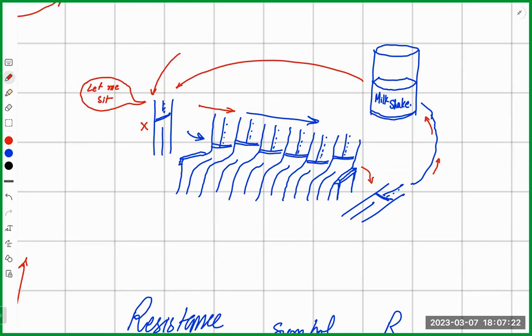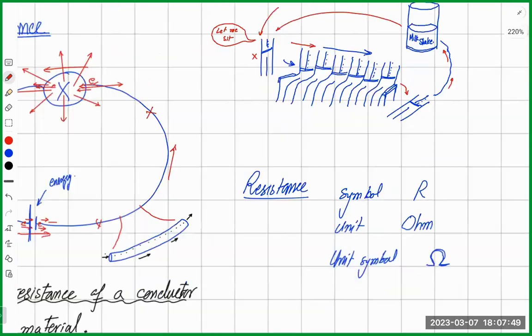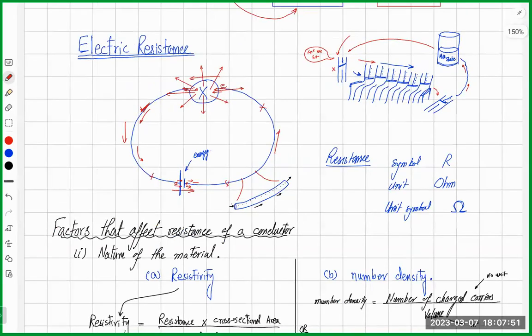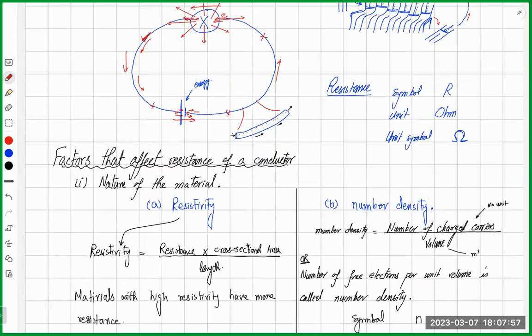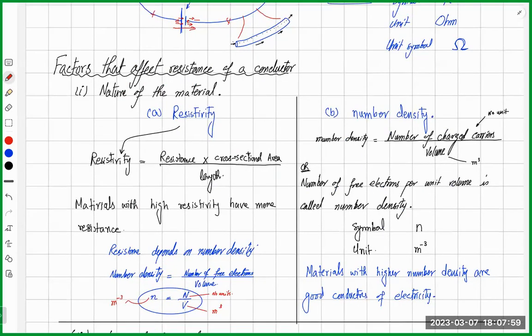Okay, so when we say some material has more resistance, it actually means that that particular material offers more opposite force to the electrons when they attempt to slip, when they attempt to drift. Some materials offer less resistance. So resistance depends on different things. One of them was nature of material. Nature of material is either resistivity or the number density.